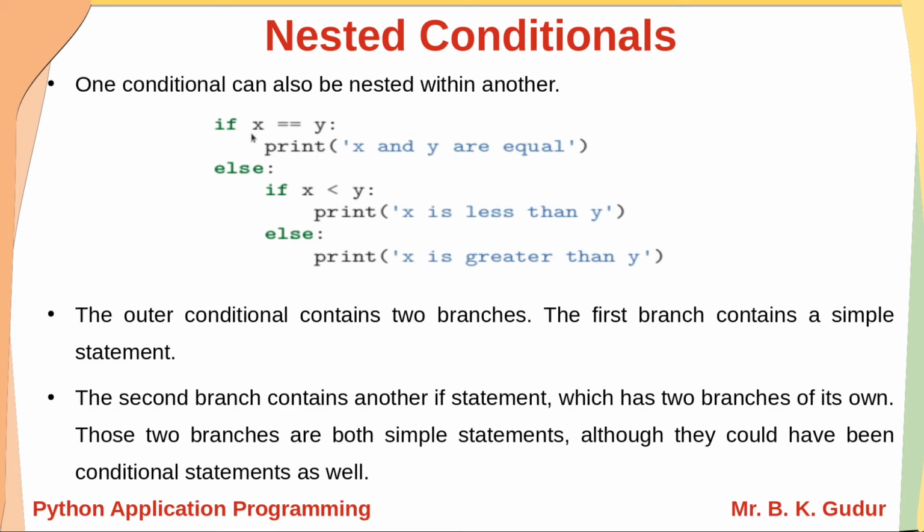If you see here, within if there is a simple statement, whereas within else you have one more if else statement. So these two branches are both simple statements. Here one simple statement, here another simple statement. Although they could have been, once again, you can have a condition within this. Like say if x is less than y, within this you can have one more. So there is no limit. Once again, there is no limit to writing a condition within a condition.